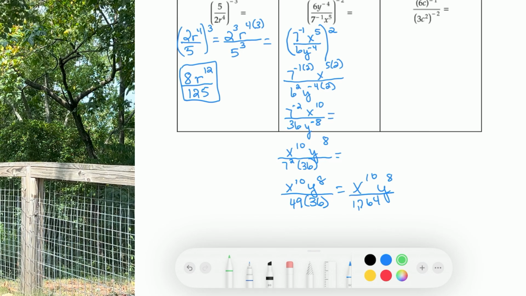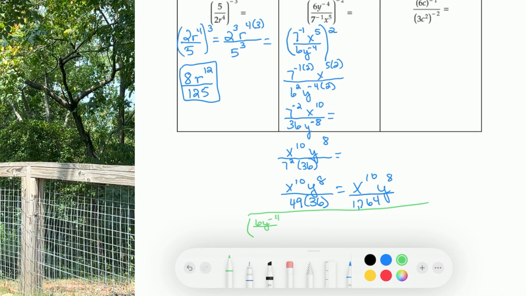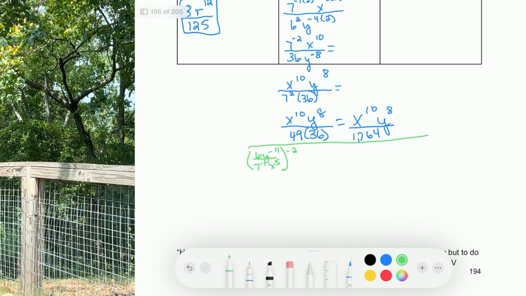Now I want to show you a different way that we could have gone about this, but I need to write the problem down. So let's just put this here. And I have, let's see, 6y to the negative 4 over 7 to the negative 1, x to the 5th, and that's to the negative 2 power. All right. I want to show you this because this might actually be an easier way. We'll just test it and see. Let's go ahead and distribute that negative exponent. Maybe it'll turn some of our negative exponents positive and we won't have to move them.